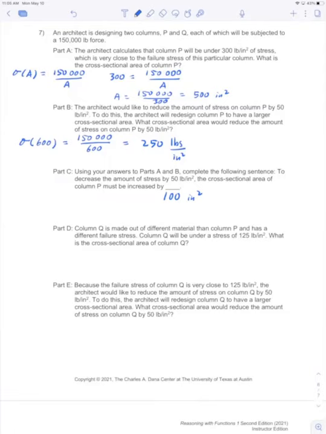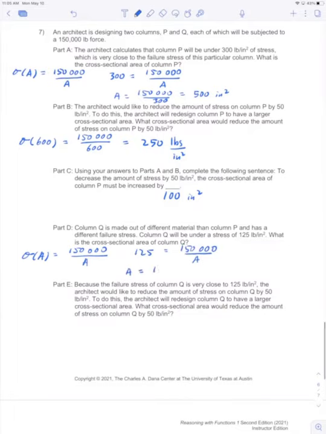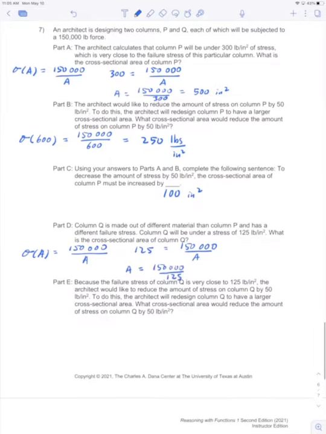So let's do this the same way. Sigma of A, and then we have the numerator of the fraction is 150,000, and then the A. I'm going to replace the sigma of A by 125, and then this is still equal to 150,000 over A. Solve this for A, and I get 150,000 over 125, and this ends up being 1,200 square inches.